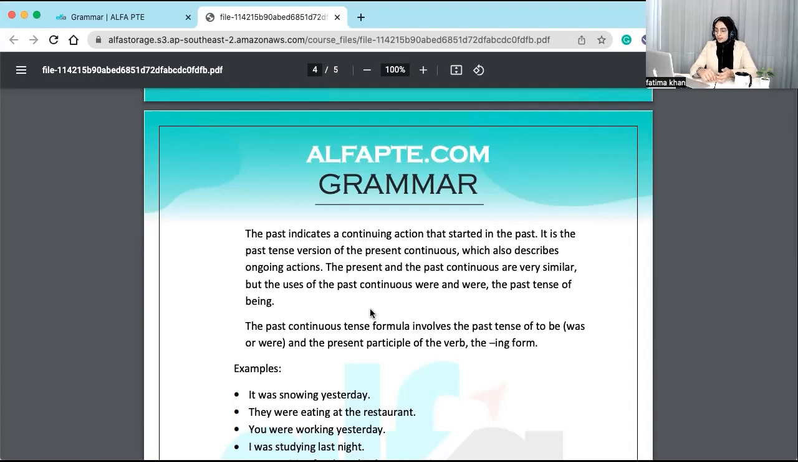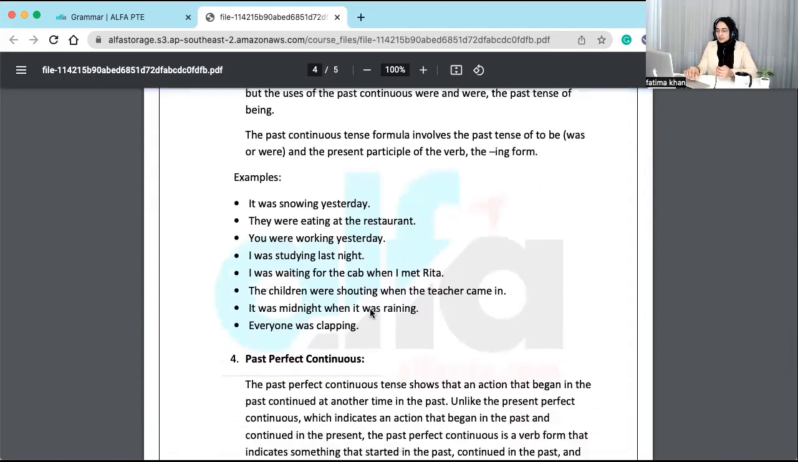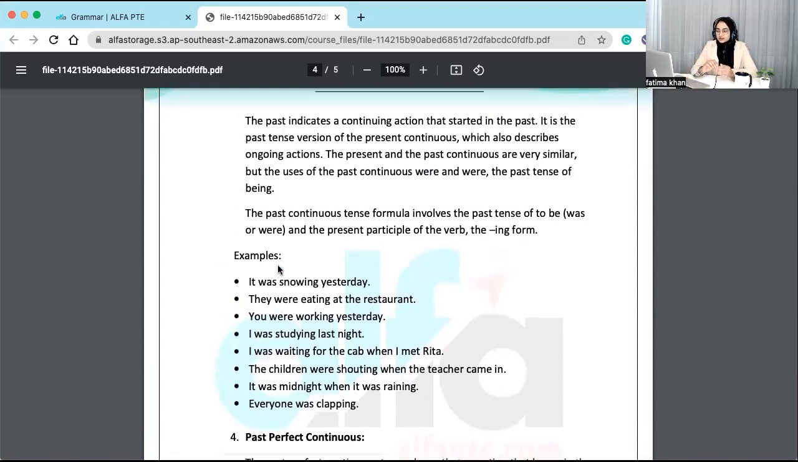Me and my cousins were always getting into trouble. All right. Then I was studying last night. So basically, these are simple examples of past continuous, just to show some action that happened in the past, but it continued for a while. Okay. So that's when you use past continuous. The only thing that you have to simply remember is the formula. What is the formula? The subject, was or were, and verb plus ing.